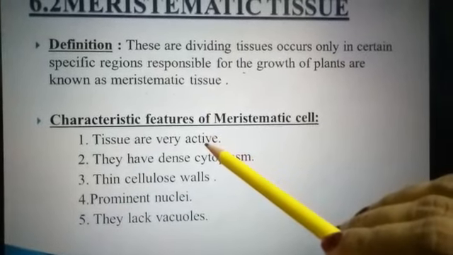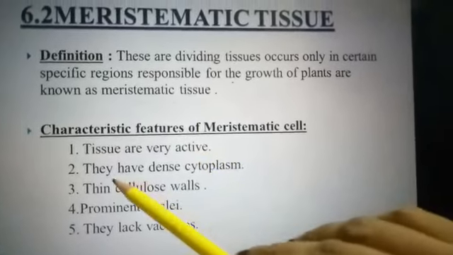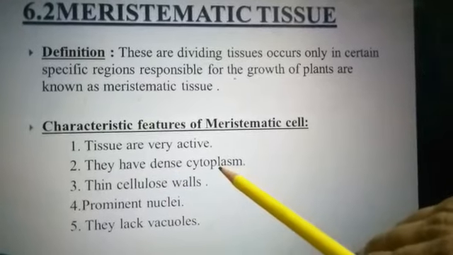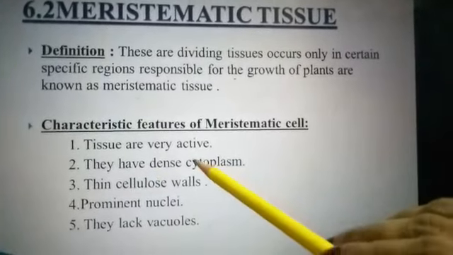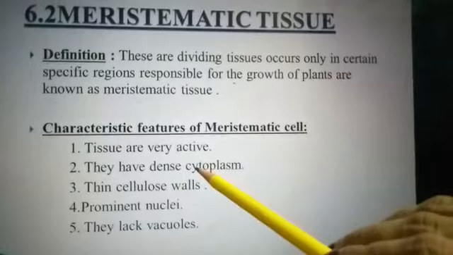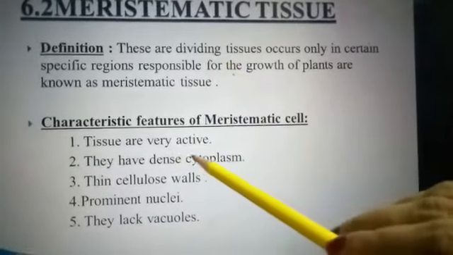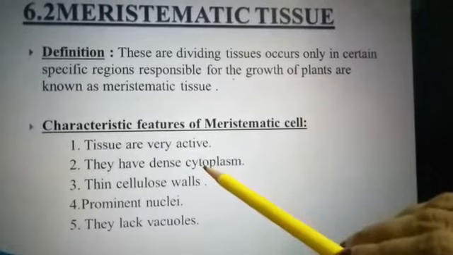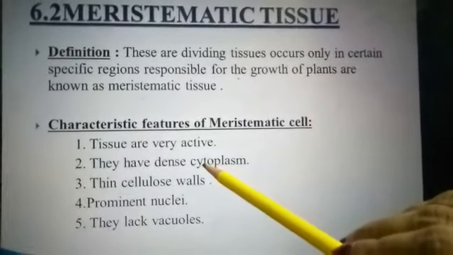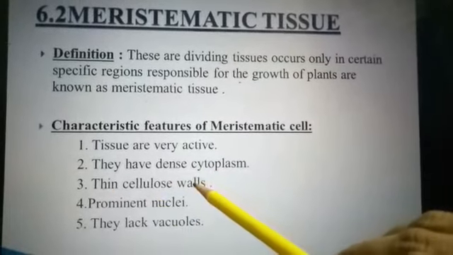Okay, cells are very active, tissues are very active. They have dense cytoplasm. Why? What is the reason behind this dense cytoplasm? Because of their nature of dividing, naturally more cytoplasm, more material, is required. Then thin cellulose wall.